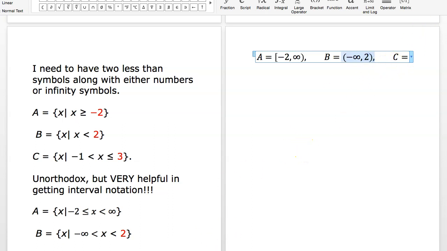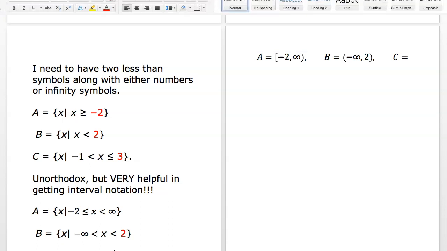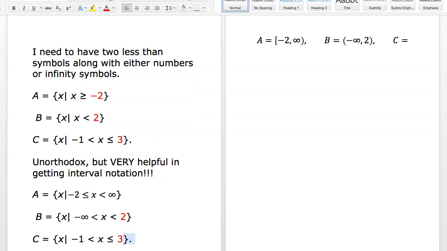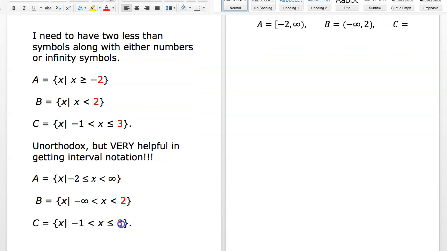Now C, we got neg 1, where neg 1 is strictly below X, but 3 is strictly above X, right? But we have 3 is strictly above X, so we're going to have C is equal to, well, it took me out of the editor, hot dog. Negative 1 comma 3 bracket.